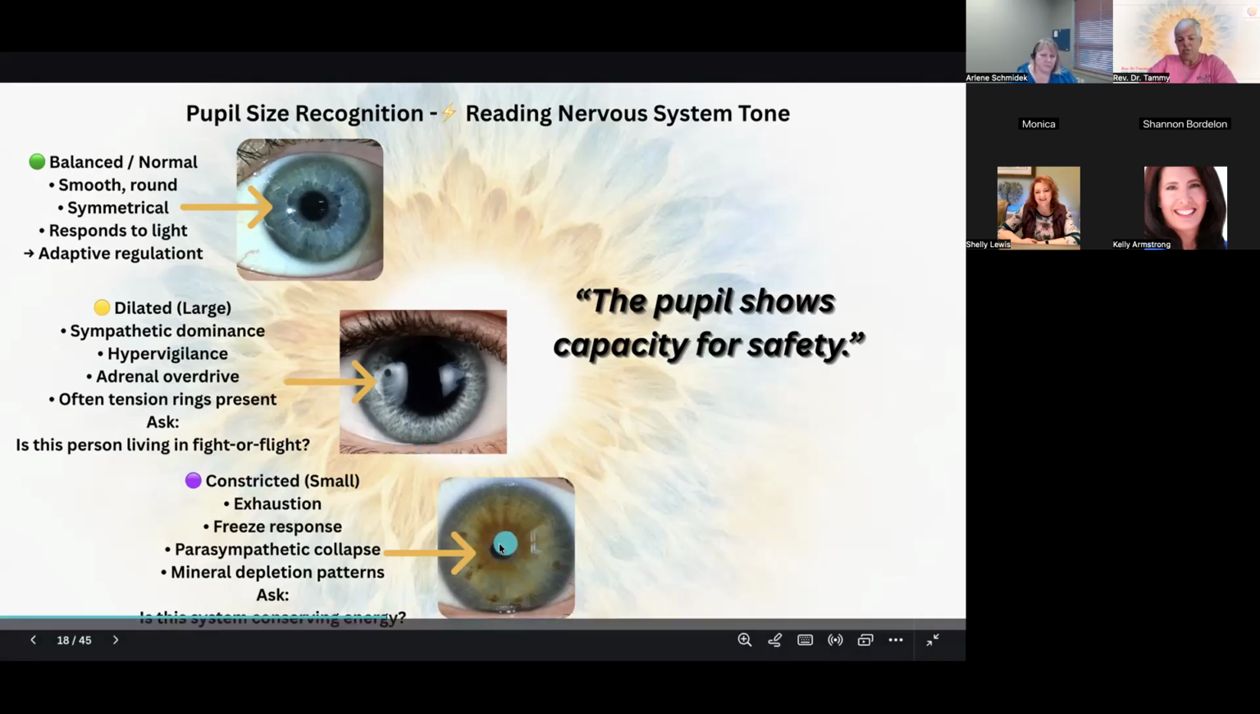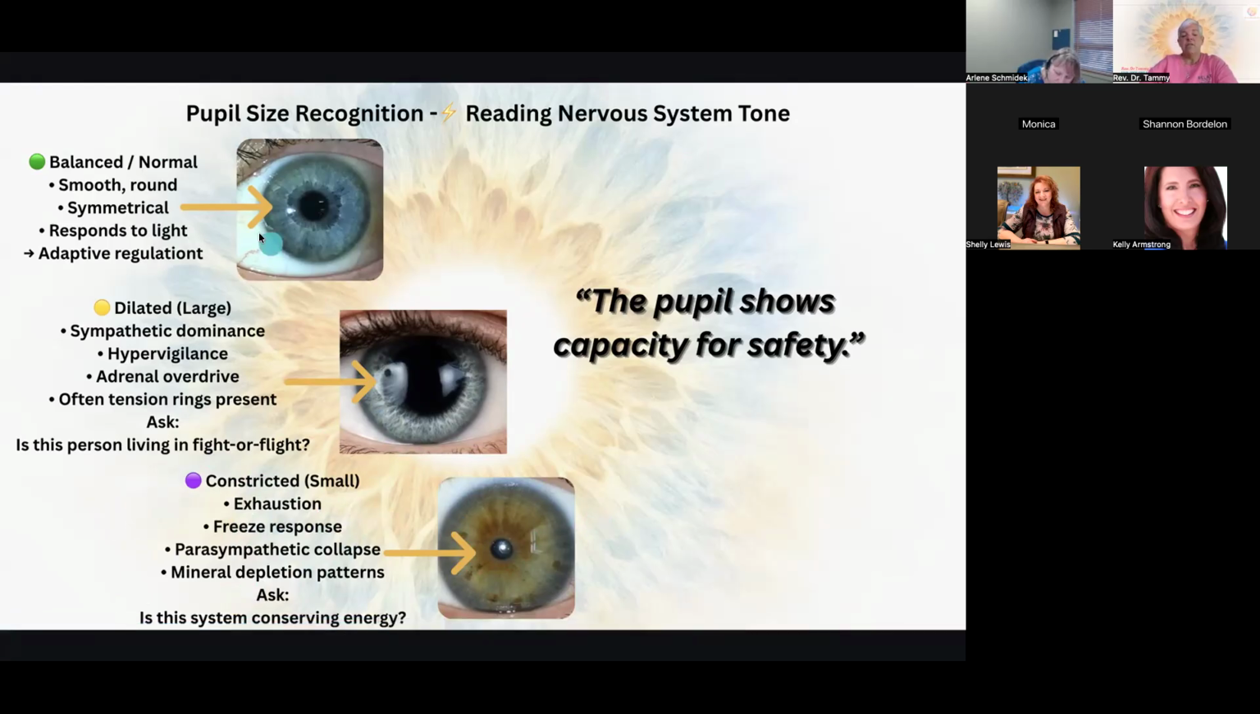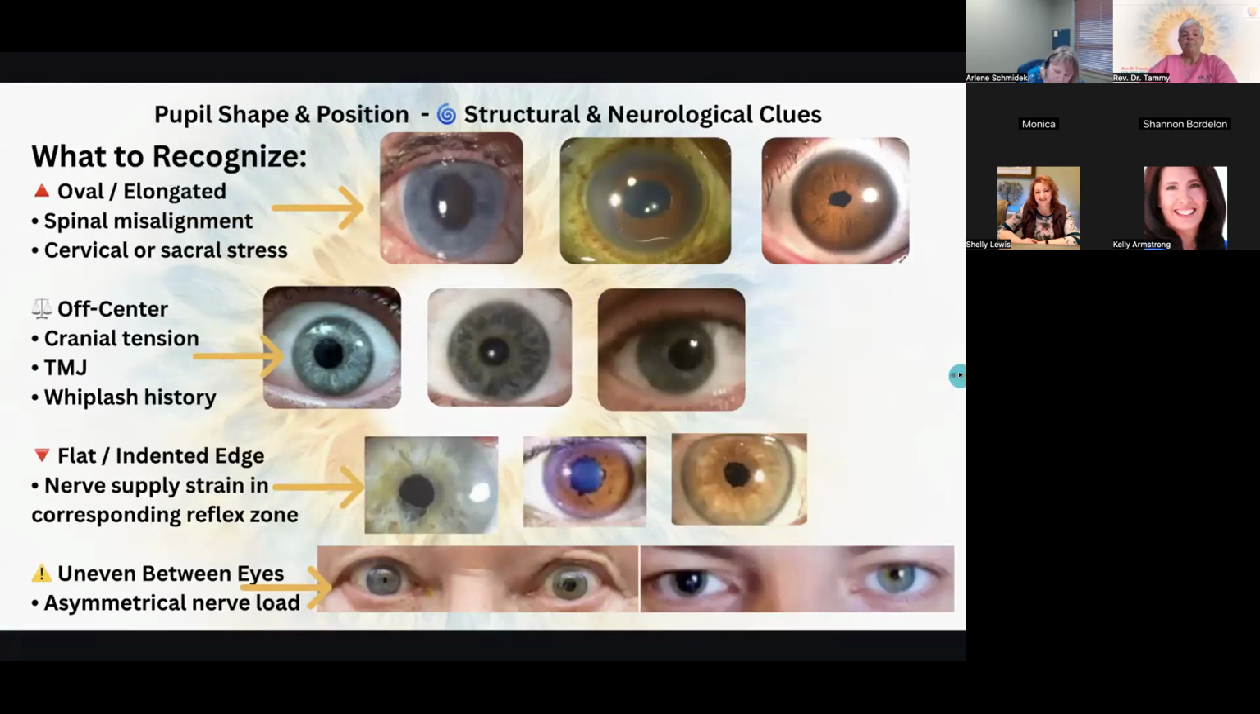That's typically what big pupils mean. Constricted. Here's a really constricted, tiny pupil, even though there was light shining right in this eye. Exhaustion, freeze response, parasympathetic collapse, mineral depletion. So you want to ask, is the system conserving energy? So these are your pupil ideas.